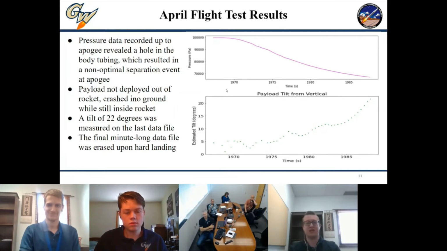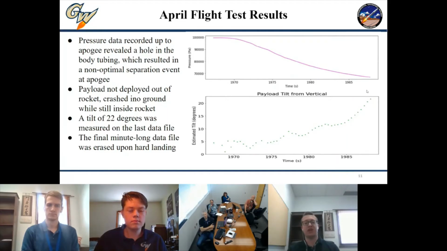And as you'll see, however, in this data, this particular test left much to be desired. Data from the payload pressure sensor shown in the top figure appears to confirm a hole in the body tubing section housing the payload, which resulted in a non-ideal rocket tubing separation event at apogee. And the black powder charge separation occurring at that time, if it were successful, would have deployed the rocket drogue and with it pushed the payload out into the air to begin descent under parachute. But because this did not happen, the rocket instead came back down, crashing into the field where the flight test was conducted without a deployed parachute to slow it down significantly.